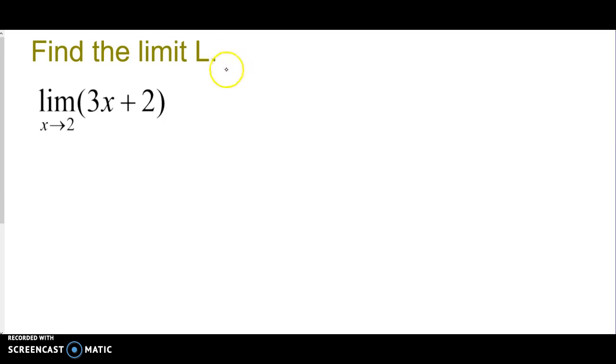It says find the limit L. Okay, so why don't you guys go ahead and think what you think the limit is, knowing what we know about limits. What we can do is we can actually use direct substitution here to just plug in 2 for x, and we get 3 times 2 plus 6, which is 6, plus 2 is 8. The limit is 8 here, and we can verify the things that we know must be true in order for a limit to exist, such as the left-hand and right-hand limit being the same value.